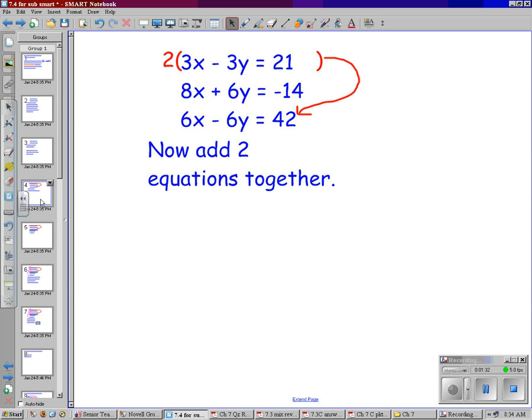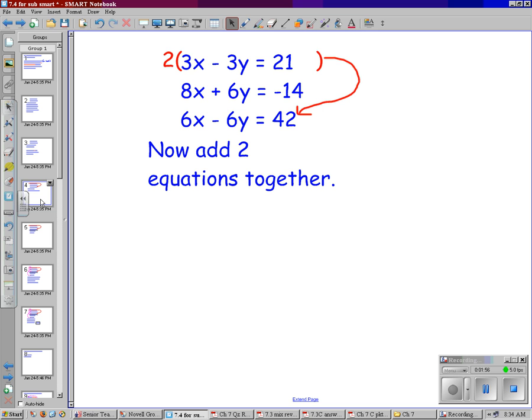Okay, let's multiply the top one by 2. And when you do that, you're going to have your 6x minus 6y equals 42. That's the arrow there. You've got to multiply the entire equation. Just like the other day when we were multiplying through by a negative, everything got multiplied. Everything has to be multiplied by 2. And Andy had told us that. So 6x minus 6y equals 42.